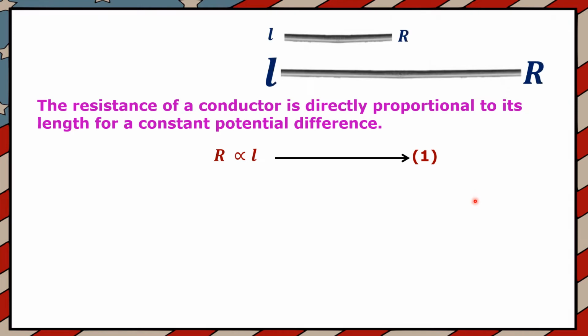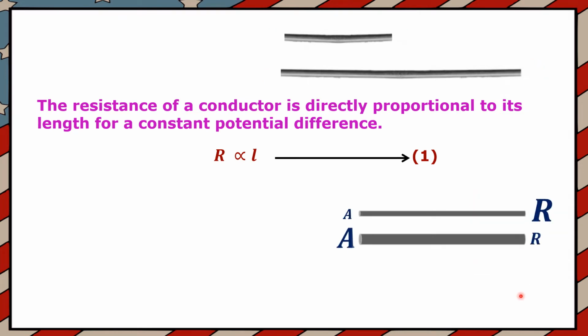Next, let us remind how the resistance of a conductor varies with its cross-sectional area. See here, this is a thin wire and this is a thick wire. The thinner the conductor, the higher is its resistance, and the thicker the conductor, the smaller is its resistance. That means a conductor with more cross-sectional area has more area for the charge to flow, so they encounter less opposition. Less opposition means resistance is small. So in this case, the cross-sectional area is small. Hence, it offers more resistance.